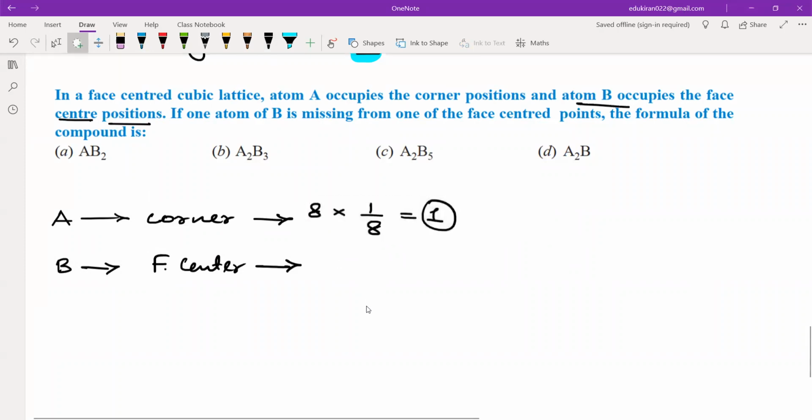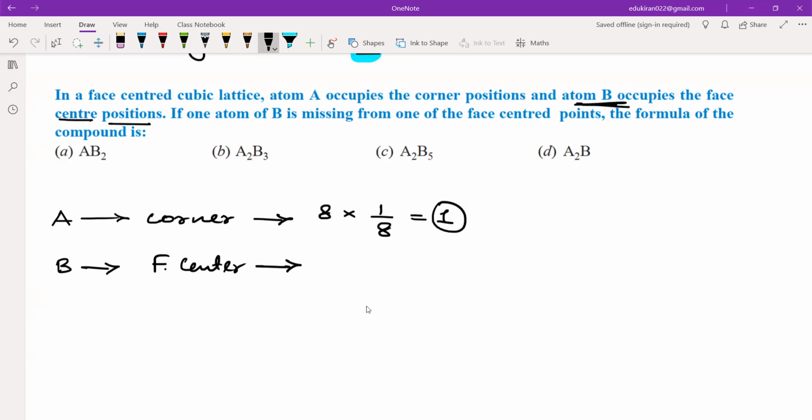How many face centers are there? How many faces are there in a cube? 6. 6, right? Okay, fine. So we have 6 atoms of B. They occupy the face center position. That means they are in the faces, the center of faces.